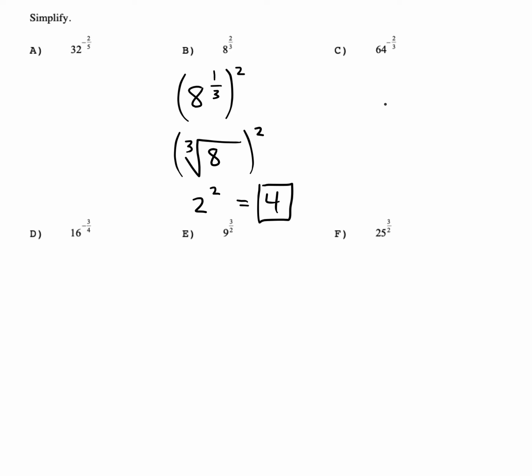64 to the -2/3. Let's try 64 to the 1/3, and we'll raise that to the -2. The cube root of 64 is 4. And so we'll get 4 to the -2. It's 1 over 16.